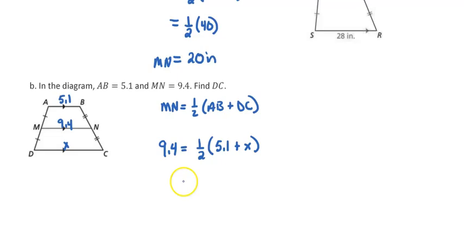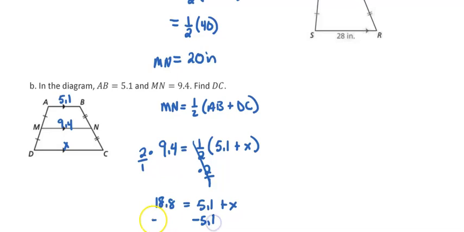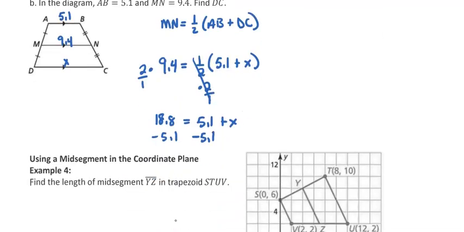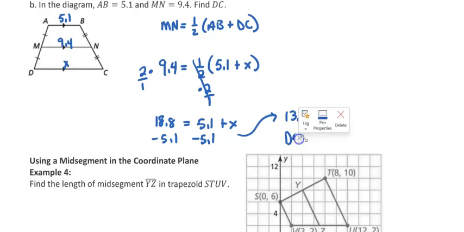I can distribute the 1/2 into the parentheses, or I can start by multiplying by 2, because you can multiply by the reciprocal. 1/2 times 2 over 1 is just 1. That's why it essentially cancels out. That gives me 18.8 equals 5.1 plus x. I'm going to then subtract the 5.1, and that will get me 13.7. So that means DC is going to be equal to 13.7 units.